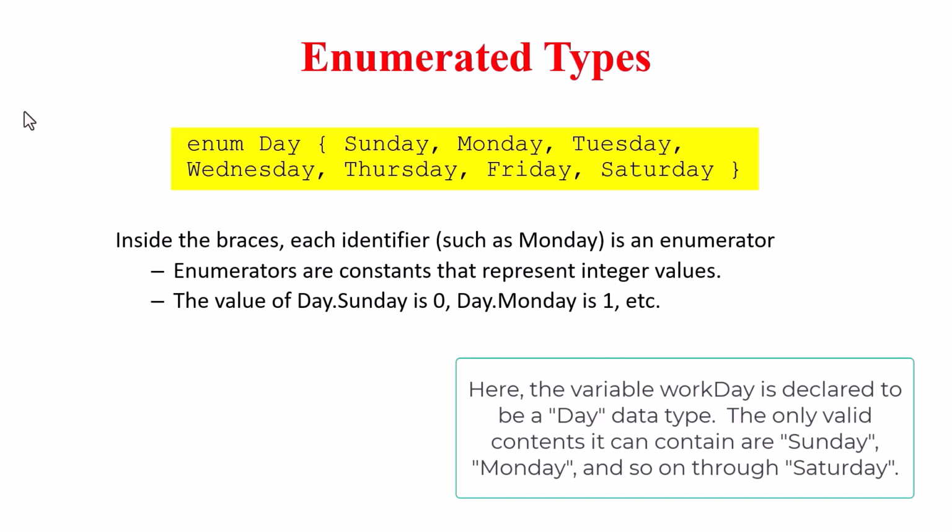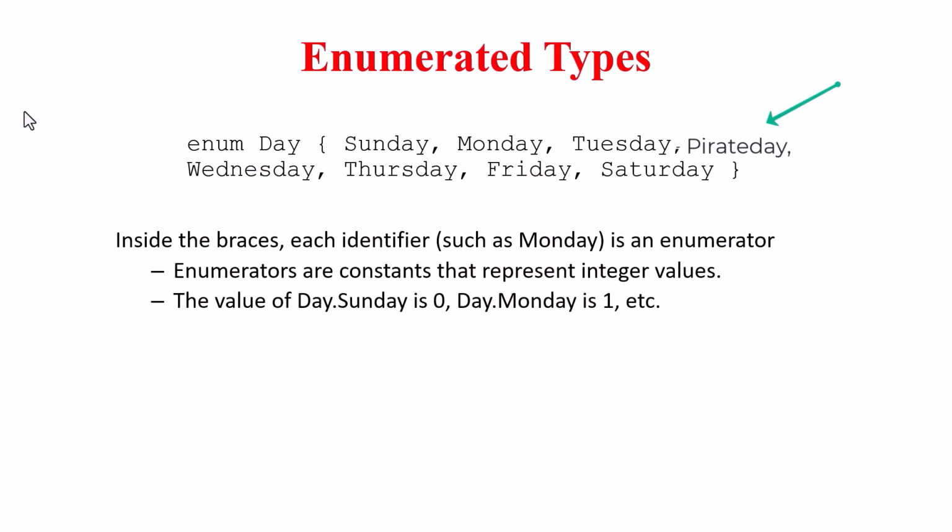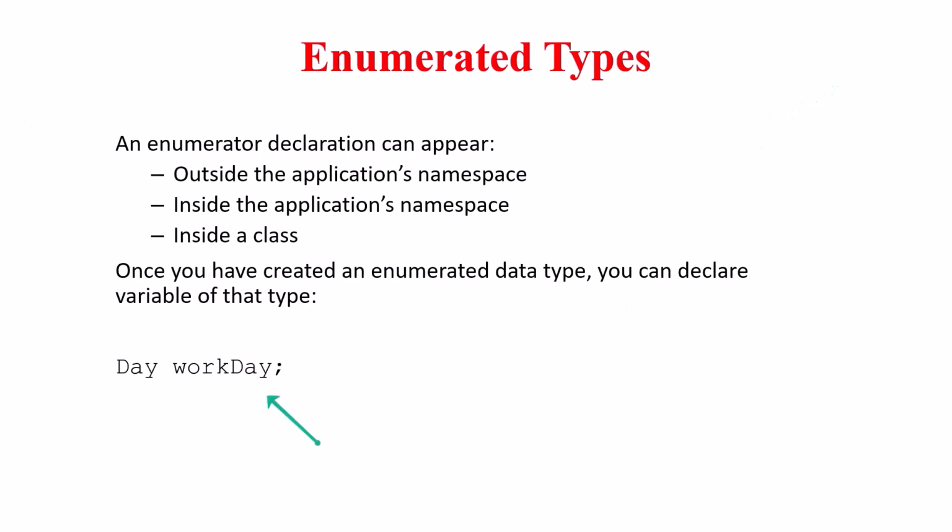Our enumerator back here specifies that day is going to contain Sunday through Saturday, represented by 0 through 6. If we set up a workday, the only legitimate values we can put in workday are Sunday, Monday, Tuesday, Wednesday, Thursday, Friday, Saturday. Nothing else. So that's an advantage when you're actually working with enumerator data types. If something else is put in there, the compiler is going to kick it out. It's going to give you an error. So if you try to put in Pirate Day in there, it's not going to take it because it doesn't exist in there. You can add it here as the enumerator, but you cannot add it here as a workday type.